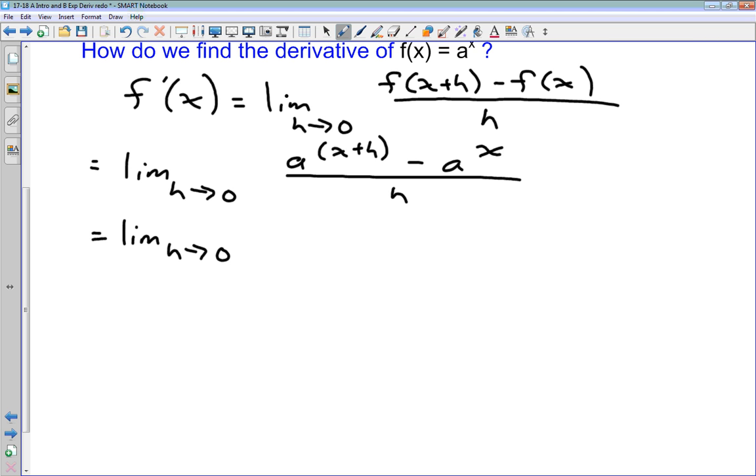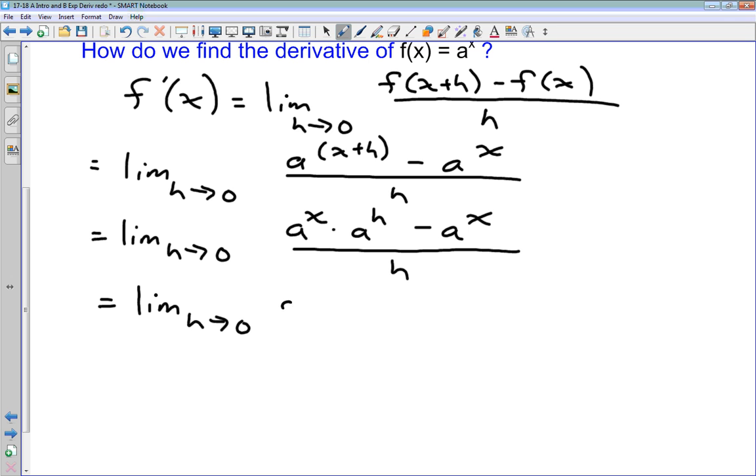We'll still have the limit as h goes to 0, but remember, a^(x+h) I can rewrite as a^x times a^h. If I'm multiplying powers of the same base, I add the exponents. So a^x times a^h is equal to a^(x+h). Minus a^x. Now I have something up in the numerator that I can factor. I can factor out the a^x, which is common to both of those terms, to get a^x times (a^h minus 1), again still all over h.